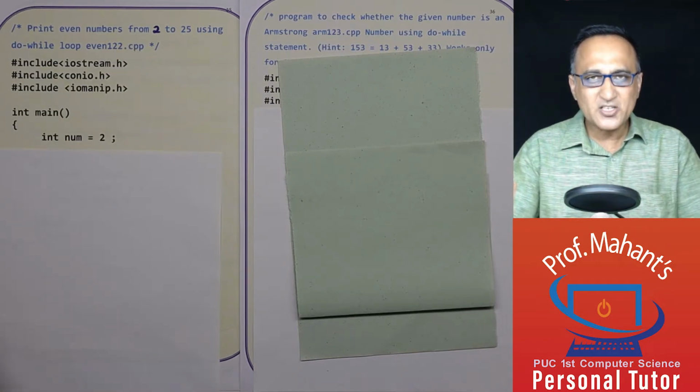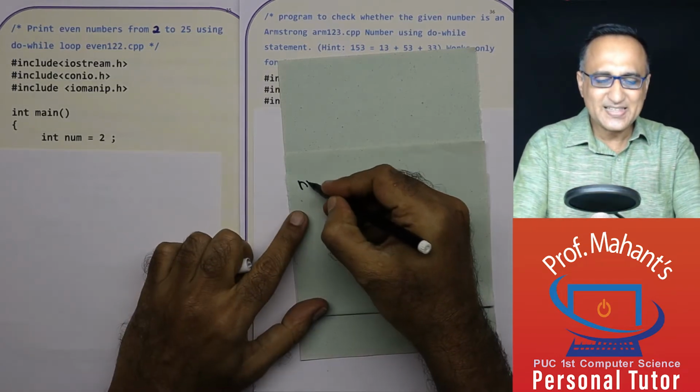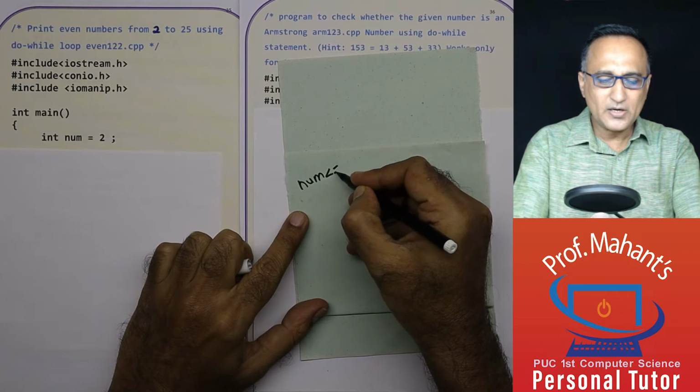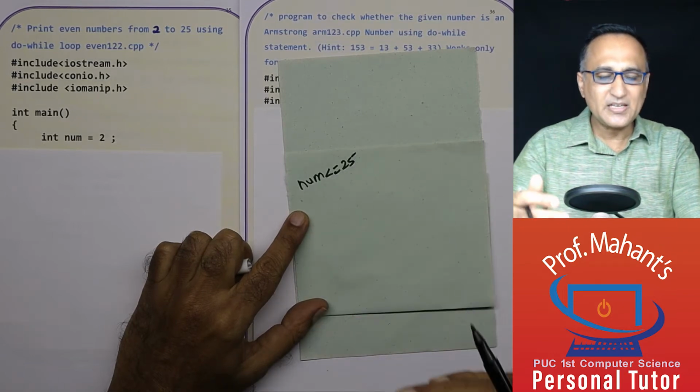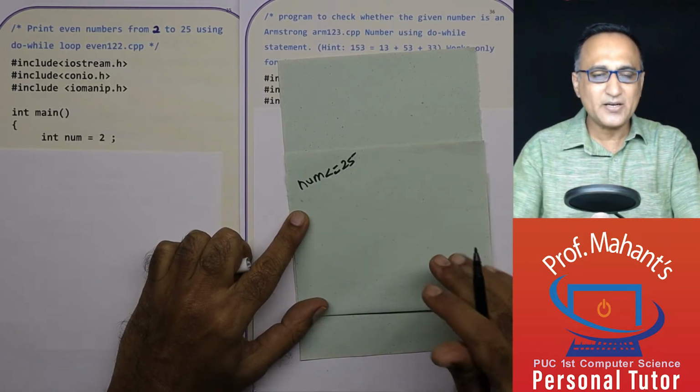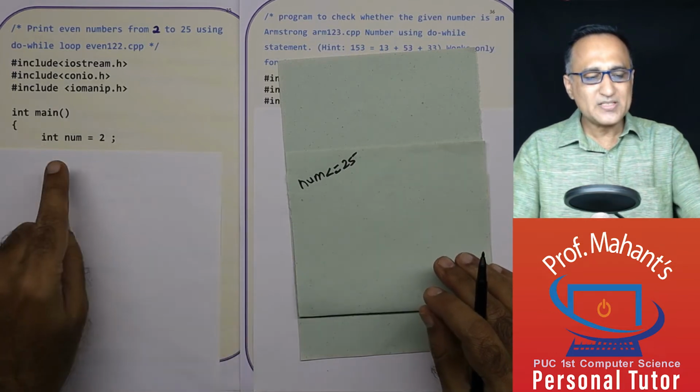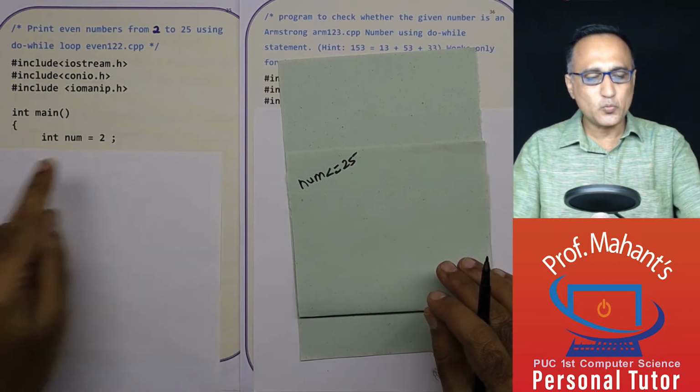Now what is the condition? You should ask yourself that question first. The condition is, as long as number is less than or equal to 25, I can keep going and printing these even numbers. So what I'm doing is I'm saying number is assigned the value 2.